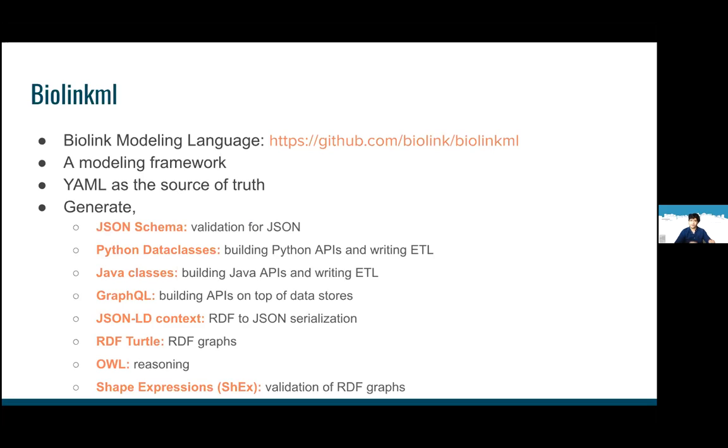And then from this modeling framework, we generate things like JSON schema, Python data classes or Java classes, GraphQL API definitions, and JSON-LD context for RDF to JSON serialization, and RDF Turtle, and even shape expressions for validating RDF graphs.